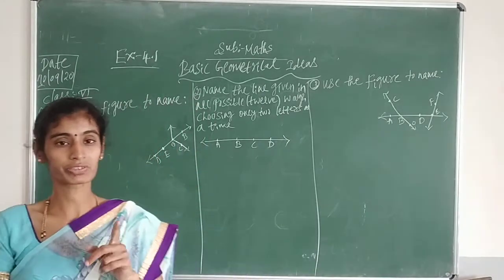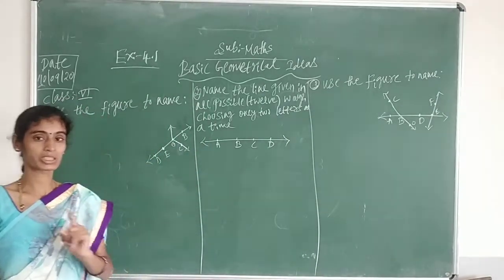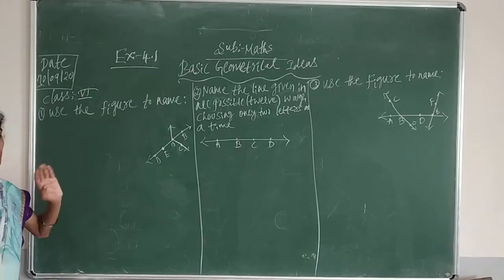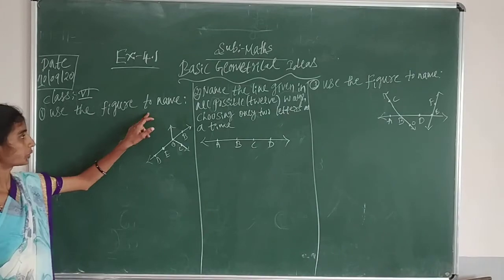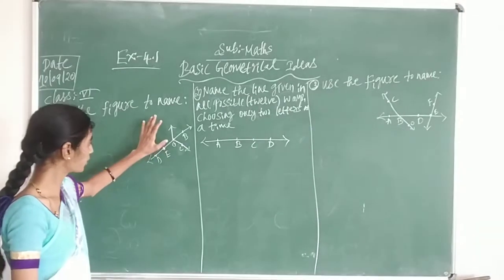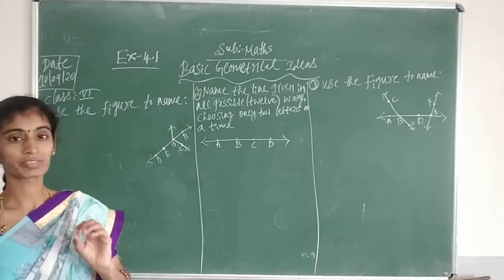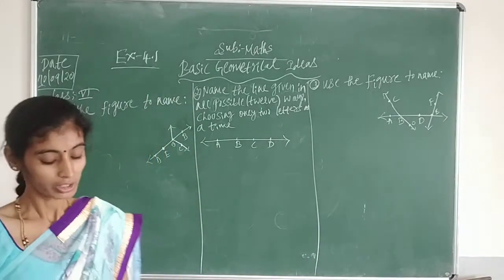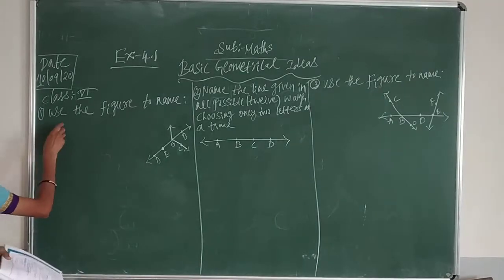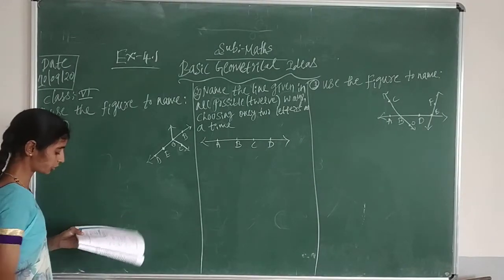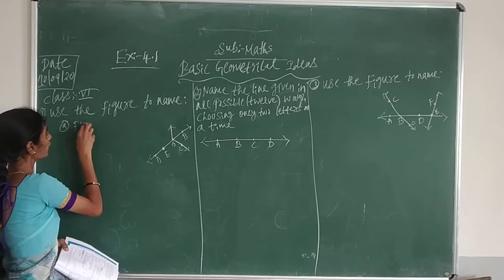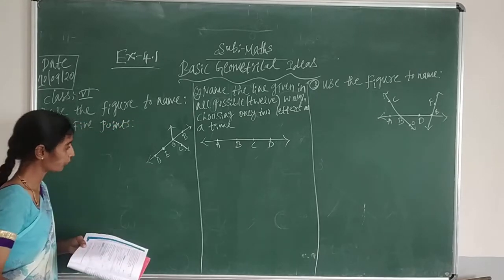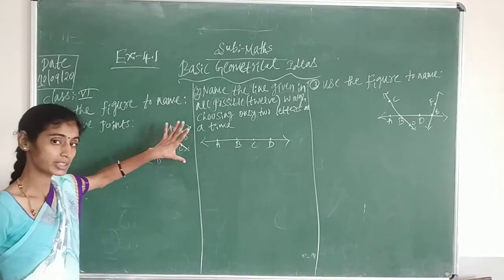So shall we start the first question, children? Yes. Page number 74, exercise 4.1. In that, the first question says use the figure to name. They have given one figure, children, and they have given 4 to 5 questions related to that figure. In question 1, part A, what is the question? You have to identify 5 points of this figure.